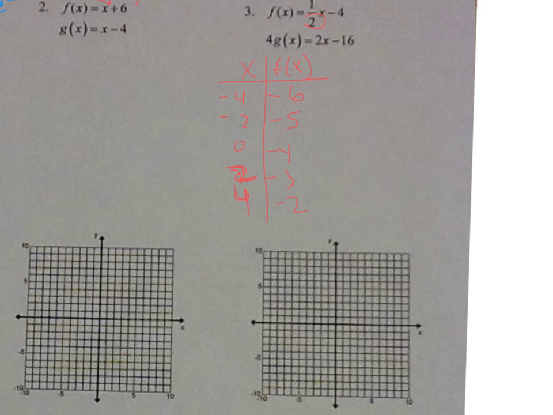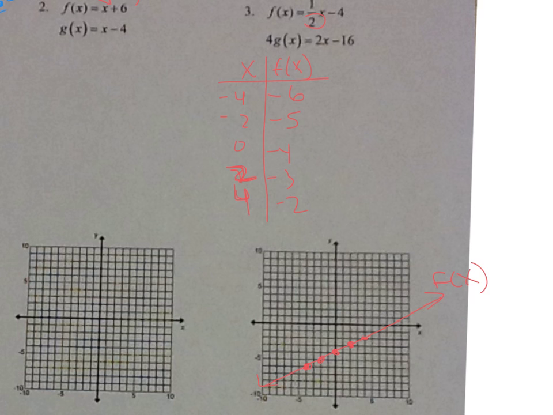We have -4, -6; -2, -5; 0, -4; 2, -3; and 4, -2. All right, now draw a graph with a nice straight edge, and that is f of x.